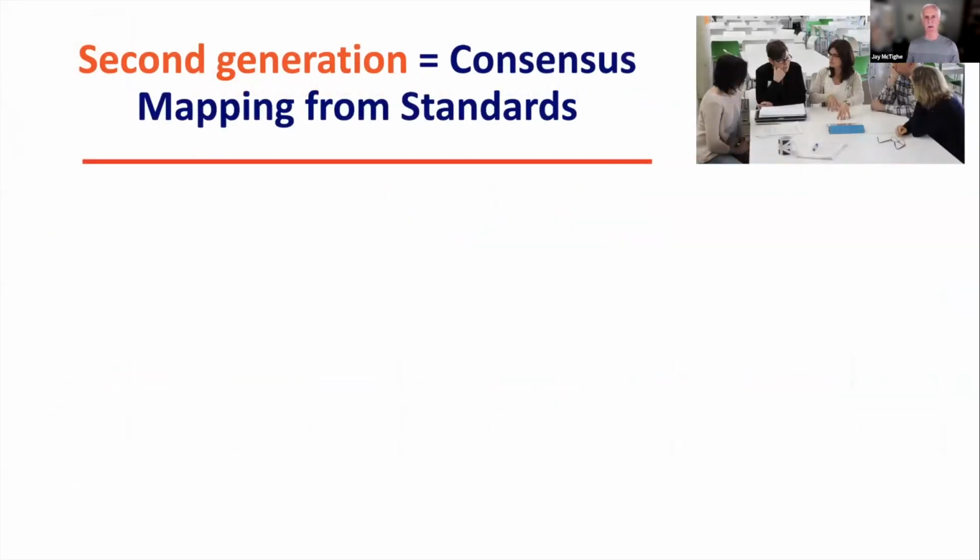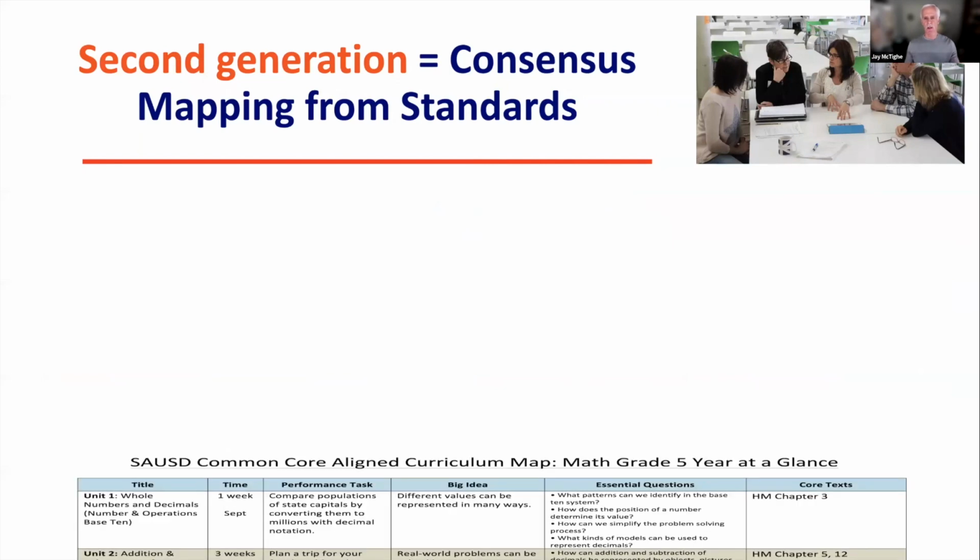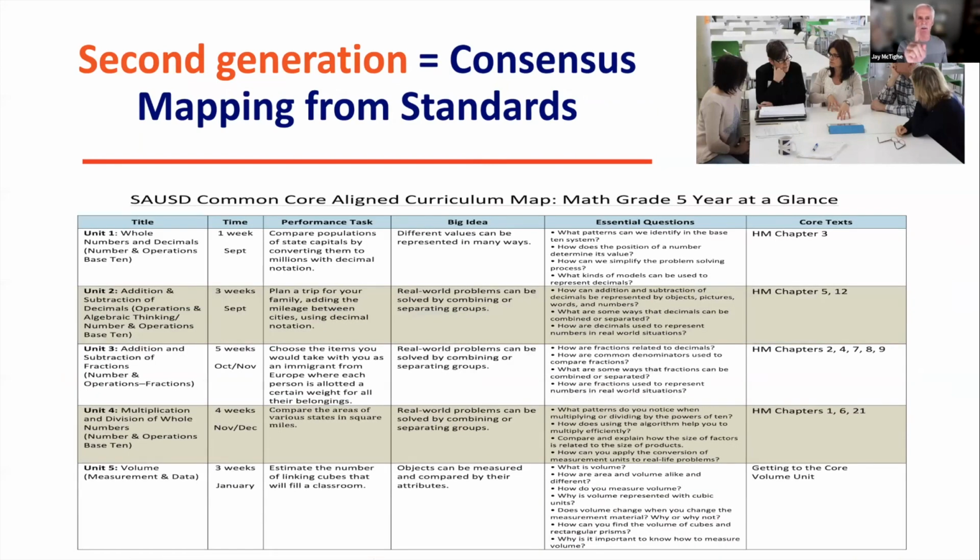When standards hit big time in the 90s, diary mapping made less sense. What made more sense was what Heidi called consensus mapping, where teacher teams, grade level and department teams would get together, look at the standards, and from the standards map out the curriculum that they were going to collectively follow. On the screen is an example of such a consensus map for mathematics.